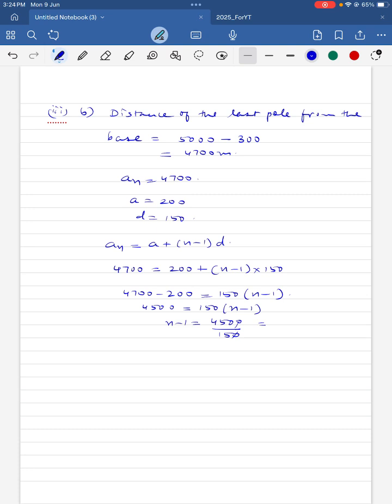Now 15 goes 3 times in 45. So N minus 1 now becomes 30. And the value of N is 30 plus 1, which is equal to 31. So total number of poles is equal to 31.